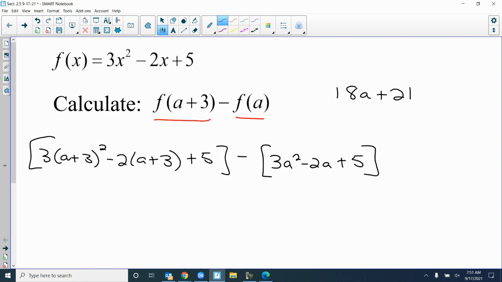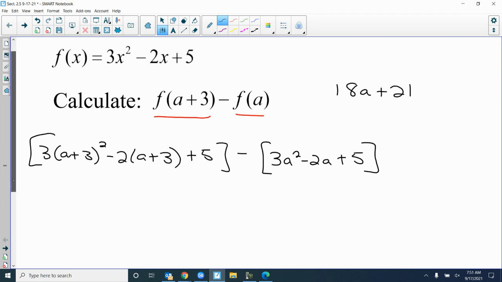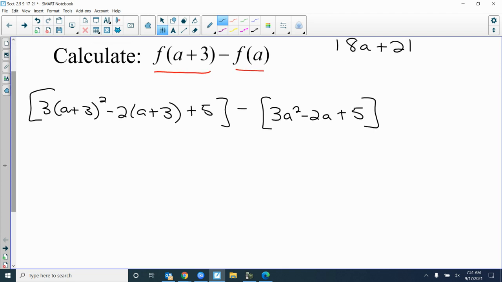If you're subtracting a quantity, you've got to put it in parentheses. You just cannot make it minus 3a squared and leave everything else. So that negative will essentially distribute to that whole second piece there. Well, we've got to do a little bit of work here. A plus 3 squared, you've got to FOIL it, right? So that becomes 3a squared plus 6a plus 9. I'll distribute in a minute. Distribute your negative 2, negative 2a minus 6 plus 5.